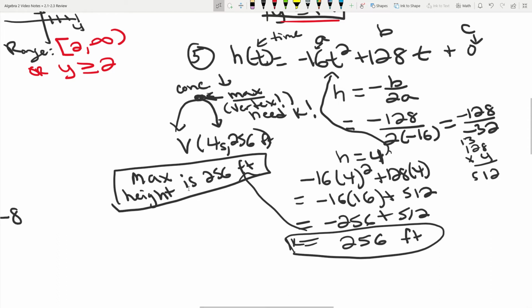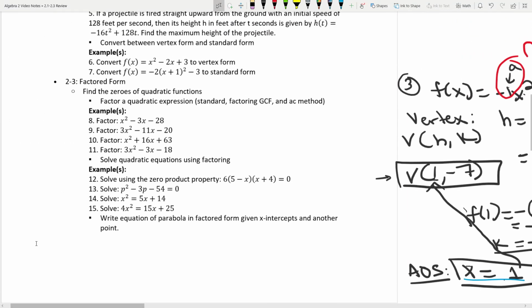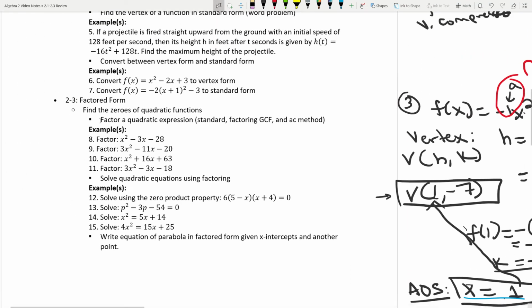So if they're asking for like a minimum height or a maximum height or something like that, you're going to be finding the y-coordinate of the vertex. All right, so basically that's what they want. All right. So now for number 6, we want to be able to convert that to vertex form. So x squared minus 2x plus 3.